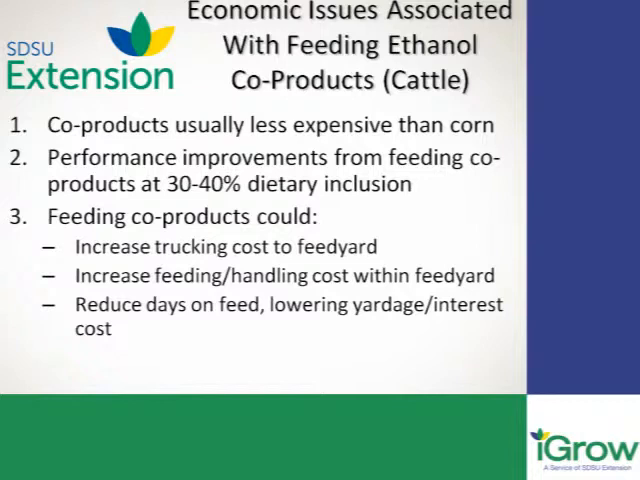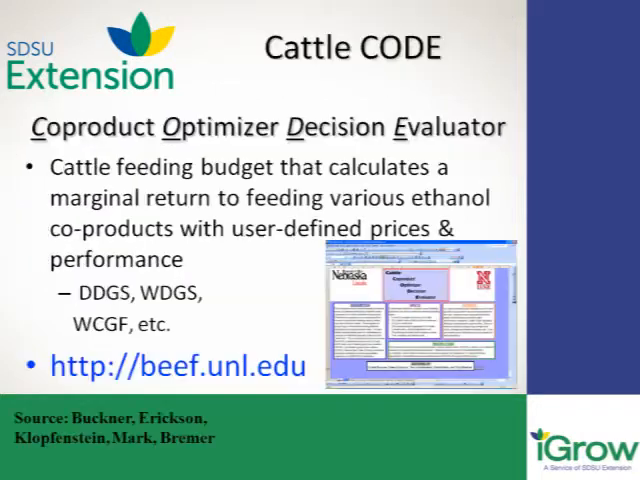So there's certainly a couple of positives there, but it's also true that depending on where you're located, feeding ethanol co-products may increase the transportation cost of originating the product to your operation. It might even increase the feeding and handling costs within your operation if you're feeding a very wet, heavy, bulky product. And it's possible that because the cattle performance is increased, it might reduce your days on feed, which might lower your yardage and interest costs if you happen to be a commercial feeder feeding for other people. So there are some positives and some negatives, not necessarily an easy thing to weigh together because it's really not a linear relationship in some respects.